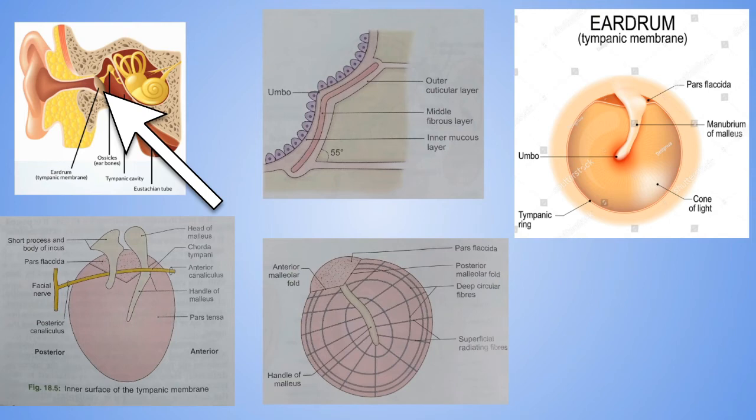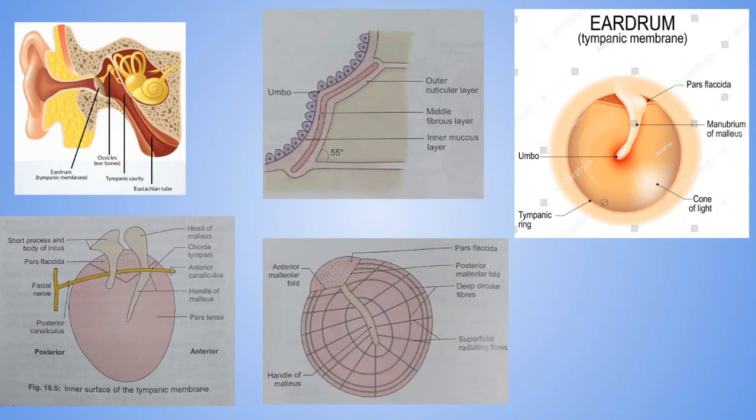Now, a very important thing is the tympanic membrane. This is a thin translucent partition between the external acoustic meatus and the middle ear. It forms the lateral wall of the middle ear. It is oval in shape, measuring about 9 by 10 mm. It is placed obliquely at an angle of 55 degrees with the floor of the meatus. It faces downwards, forwards and laterally.